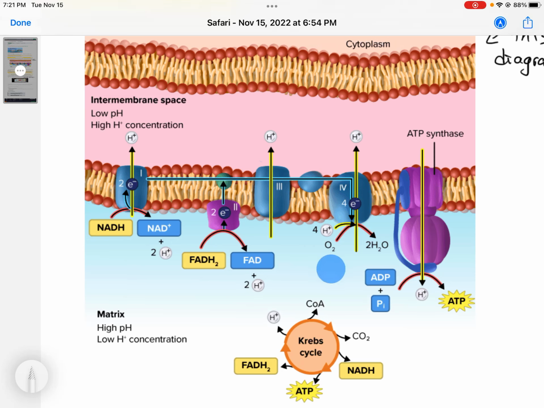I want to help you through explaining this diagram because it's a very complicated one. You definitely want to get this one into your notes. This is the final step of cellular respiration. We are inside the mitochondria here.